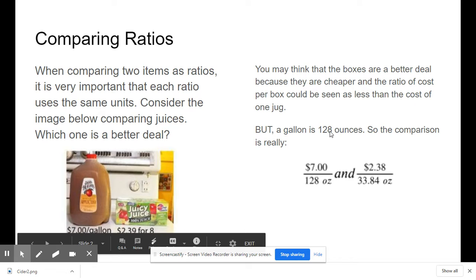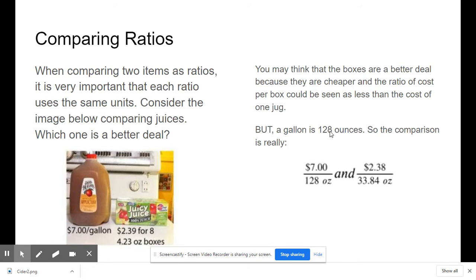When comparing ratios, it's very important that each ratio uses the same units. Consider the image below comparing juices. Which one is a better deal? You may think that the juice boxes are a better deal because they're cheaper, and the ratio of cost per box could be seen as less than the cost of one jug.